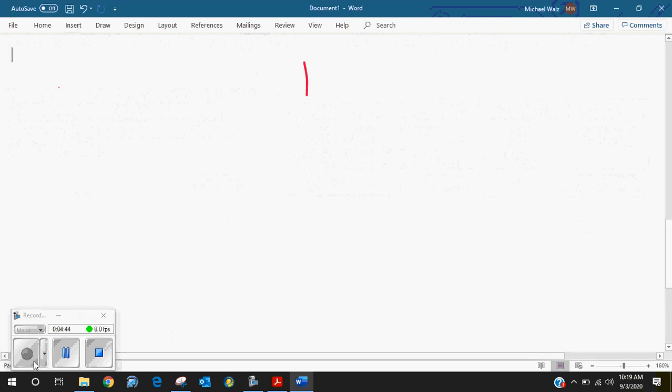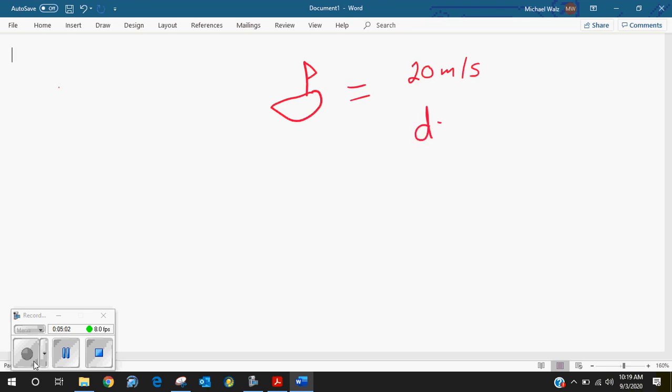Let's say we have that same boat, and now it's going 20 meters per second, which is pretty fast for a sailboat, especially one that small. And we're wondering how long it's going to take to travel 100 meters. Here's your checklist. Your speed is 20. The distance you're traveling is 100 meters. The time is what you're wondering about.